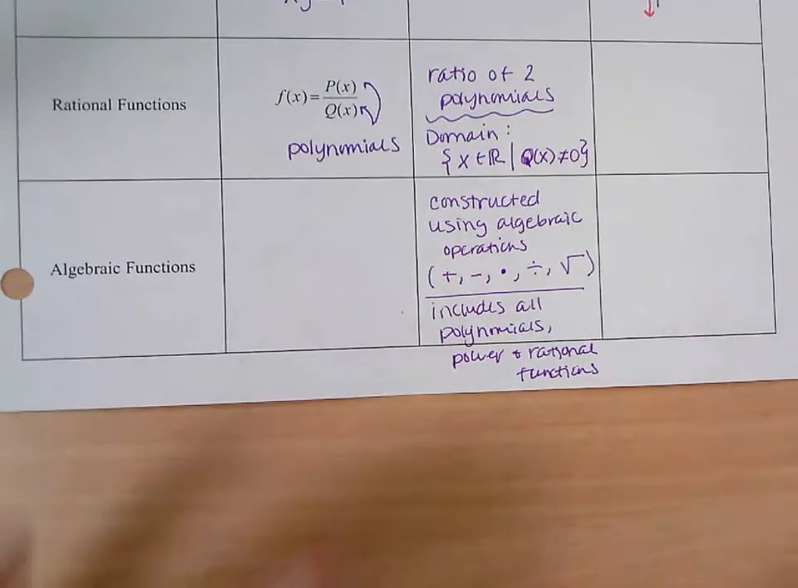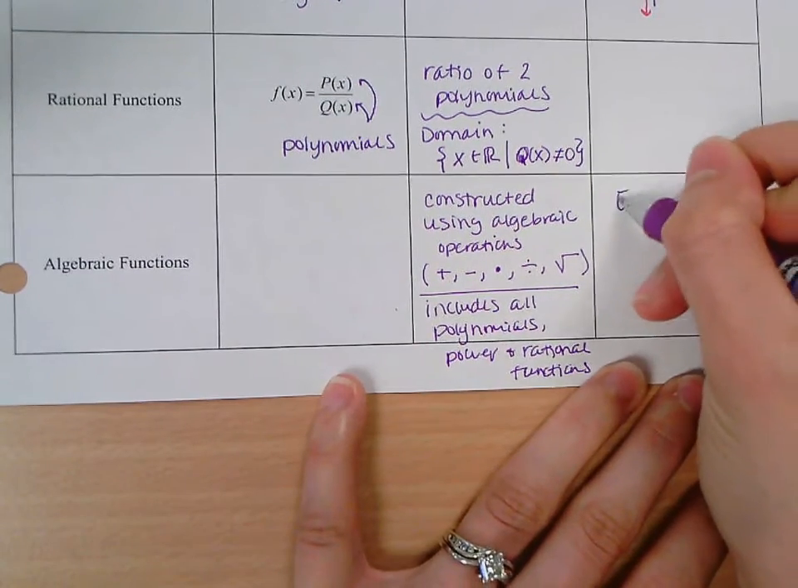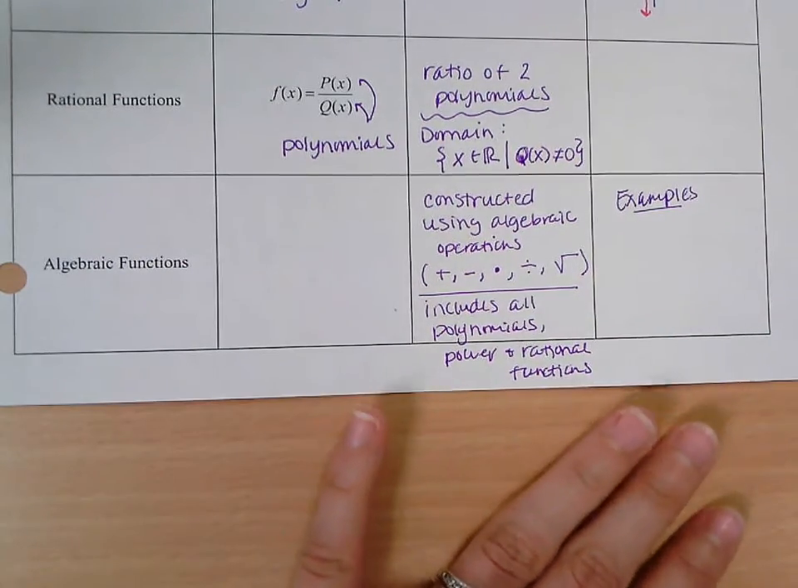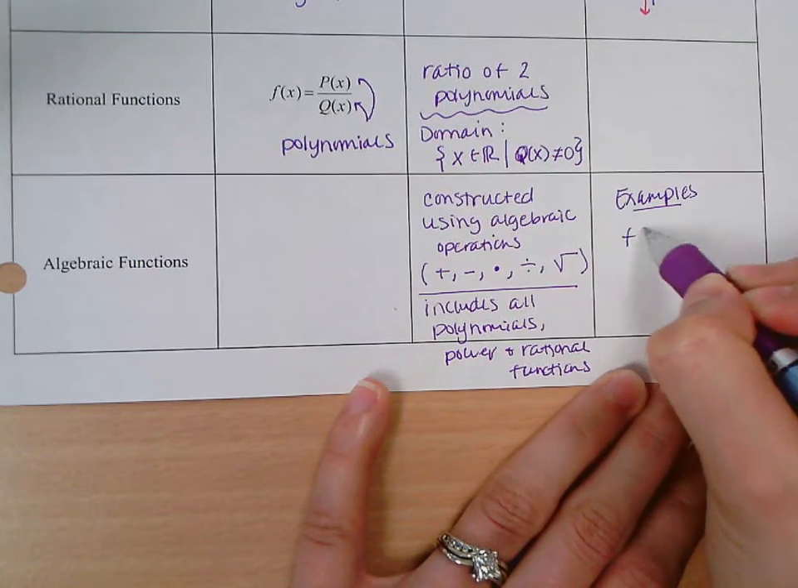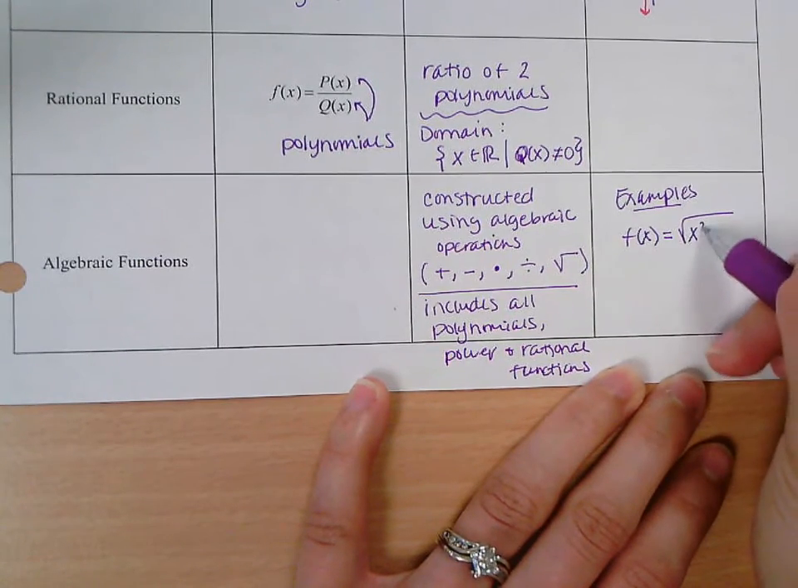But then there are some functions that would not fit into the categories of polynomial, power, or rational, but you would consider them algebraic. So some examples of those. Over here, again, they don't have a specific type of graph. I'm just going to put some examples. One would be something like f of x equals the square root of x squared plus 1.